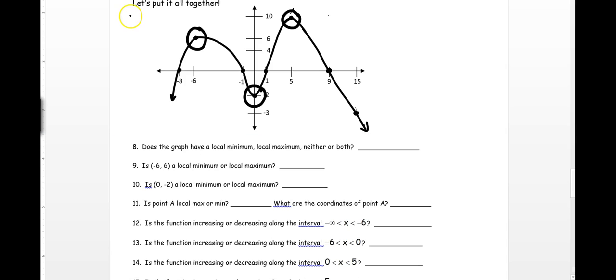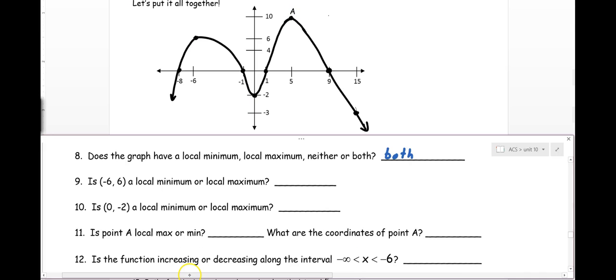Is (-6, 6) a maximum or a minimum? So if I look at -6 on my x-axis up to 6 here, this point right here would be a maximum because it's a higher point. So this would be a local max.